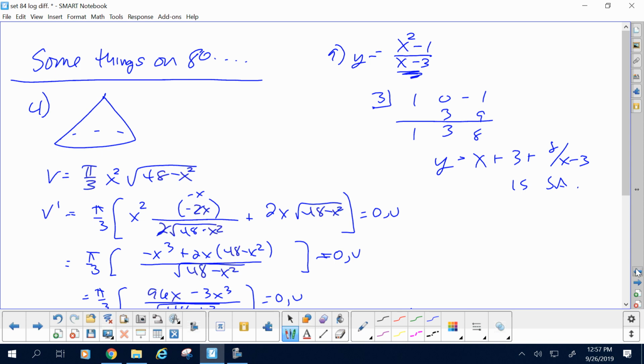Not true. What is the slant asymptote? Y equals x plus 3 is the slant. What is this? That's the equation, just in a different form. Okay, but it's not the slant asymptote. The slant asymptote is just y equals x plus 3.